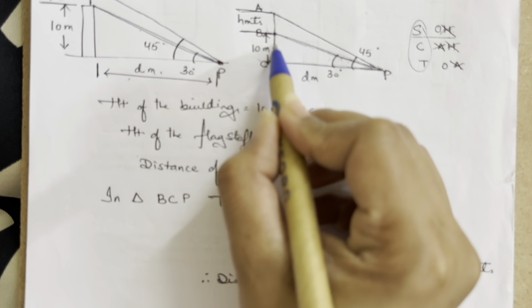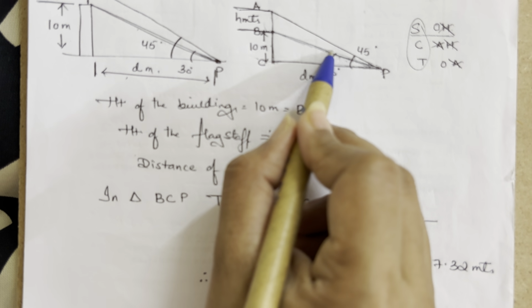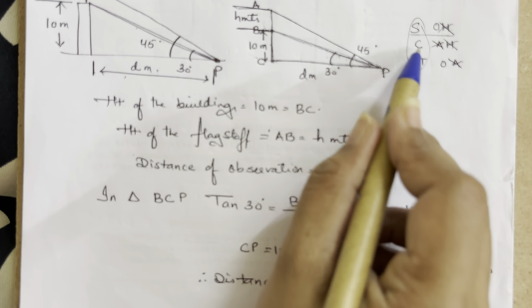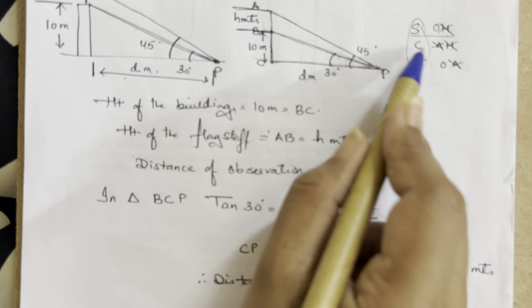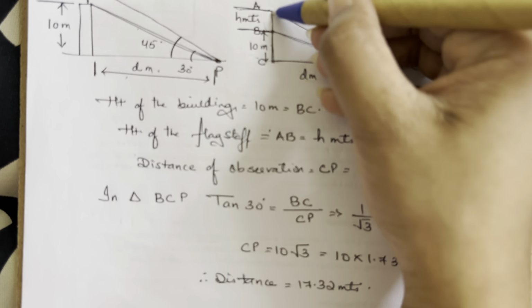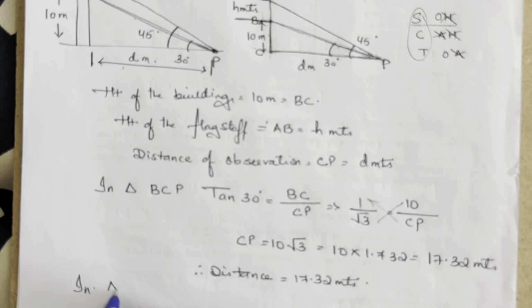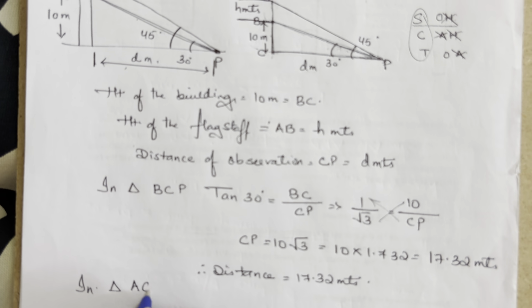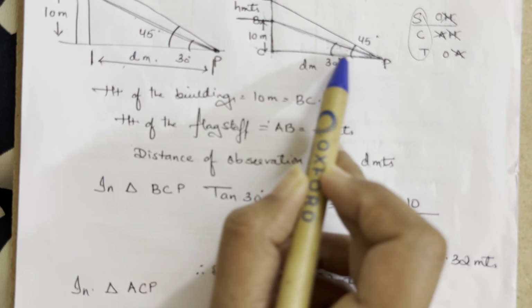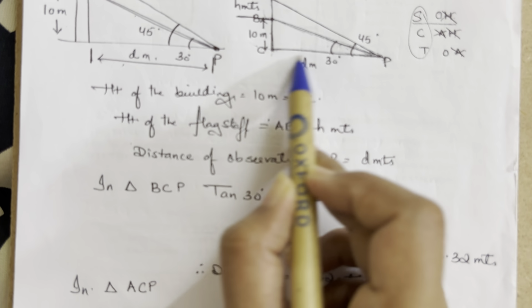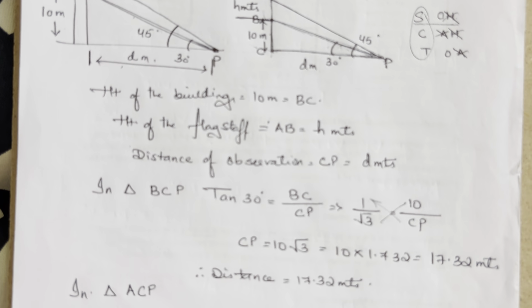To find this, I cannot take this triangle ABP, because this is not a right angled triangle. If it was, I could have used sine cos tan, but here this is not a right angled triangle, so I cannot use sine cos tan here. So what I'm going to do is use the big triangle. In triangle ACP I'm taking again 45 degrees. Now I know this value, I can find this complete value, isn't it? So that's what I'm going to do.